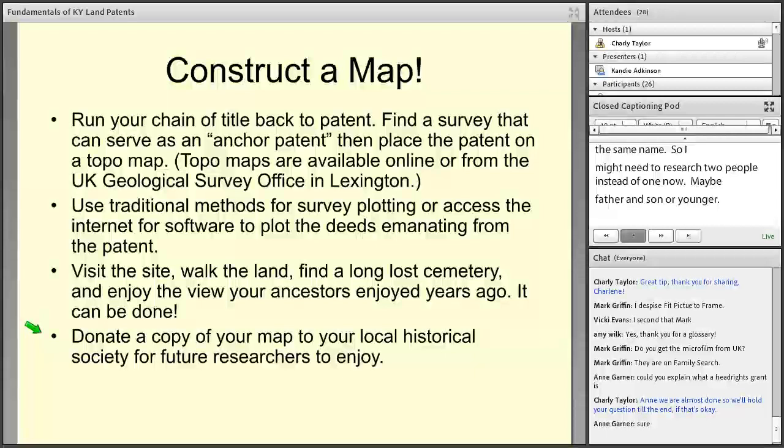And the gentleman who did the research used tax lists, land patents, plotted it out, then came to Kentucky to see where his ancestor resided. Even if that cemetery hadn't been there, he would have been able to walk that land.